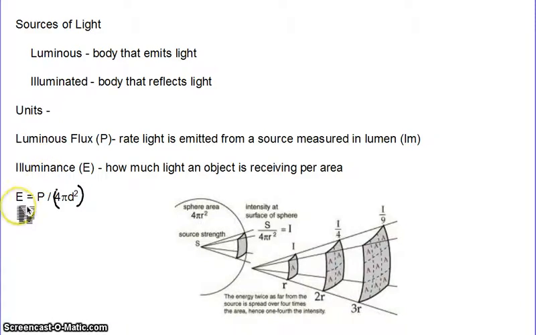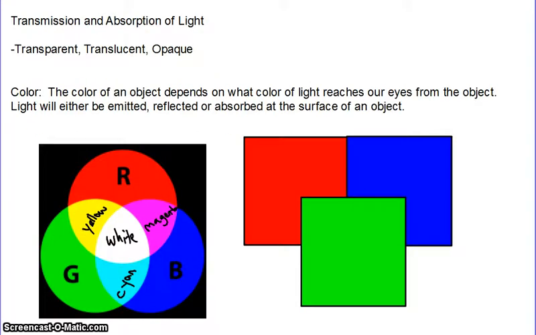The illuminance is related to the luminous flux by the following formula. So we can see that the further you are away from the source of light, the more your illuminance decreases, and it decreases by the distance squared. So this inverse square law is actually really important, like in astronomy, for example.